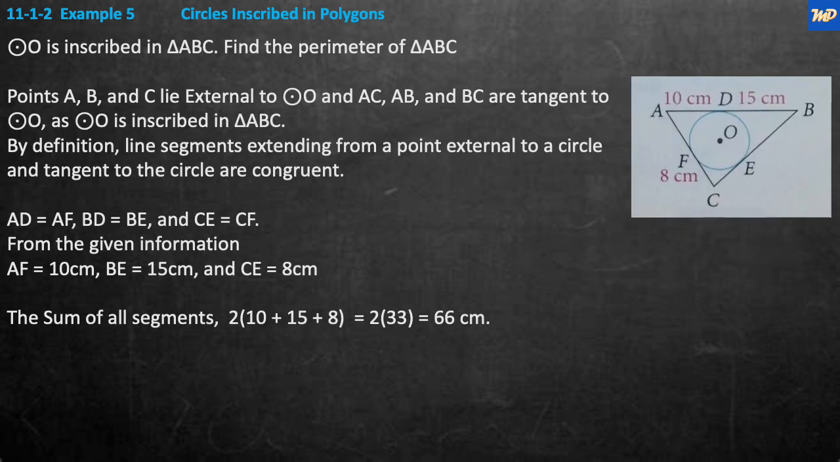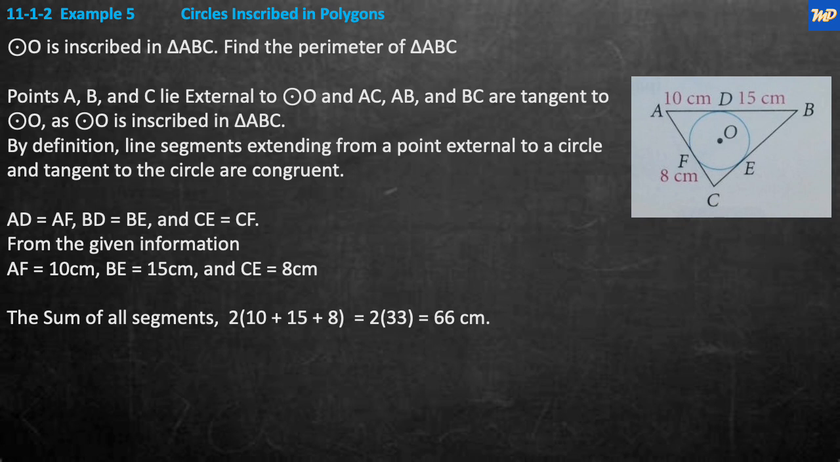Okay, example 5, circles inscribed in polygons. It says here, circle O is inscribed in triangle ABC. Find the perimeter of triangle ABC. You see here on the right the circle inscribed in ABC, so that means the circle touches these lines, line AB, AC, and BC, at points of tangency. And we know that the segments from points external to the circle to the tangent points on the circle are congruent.